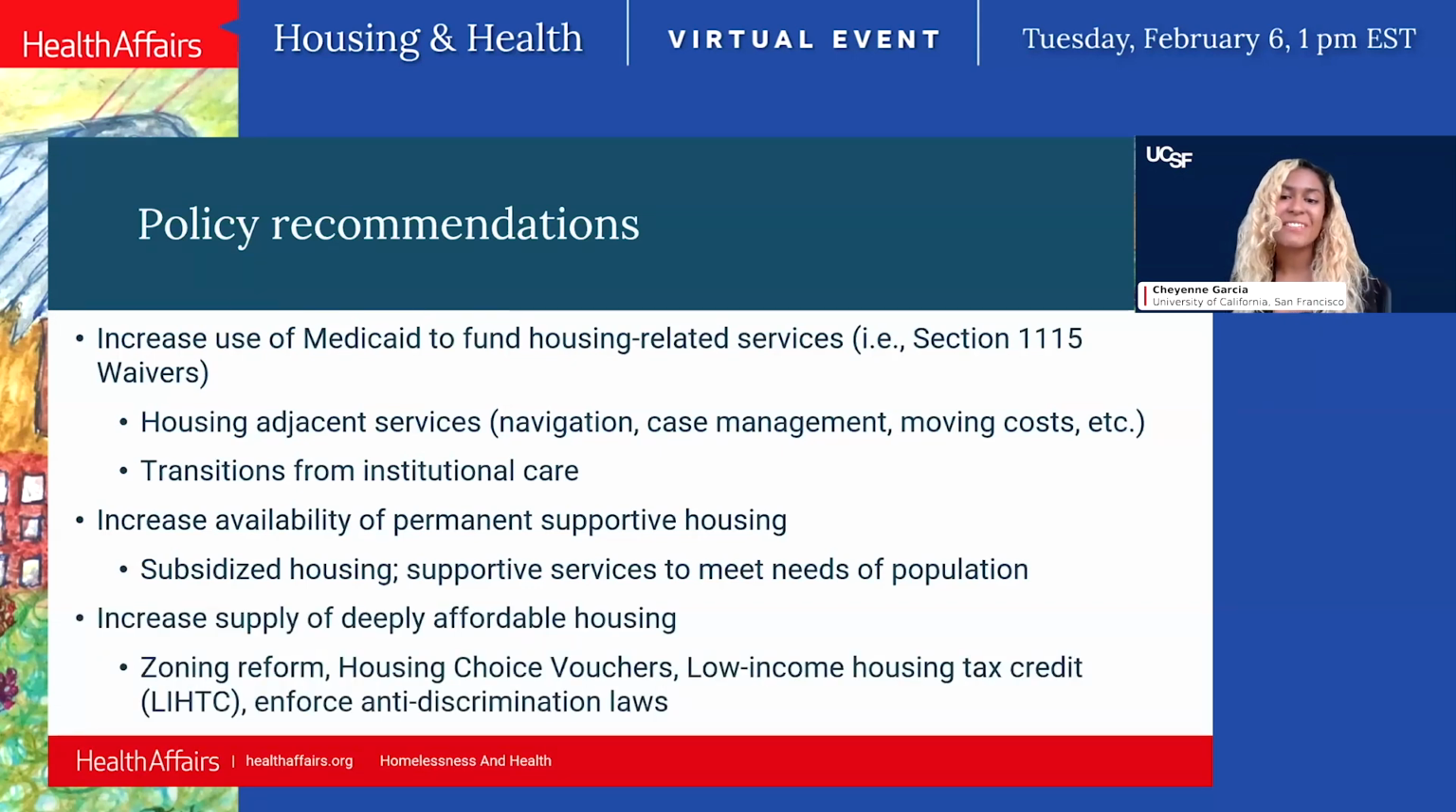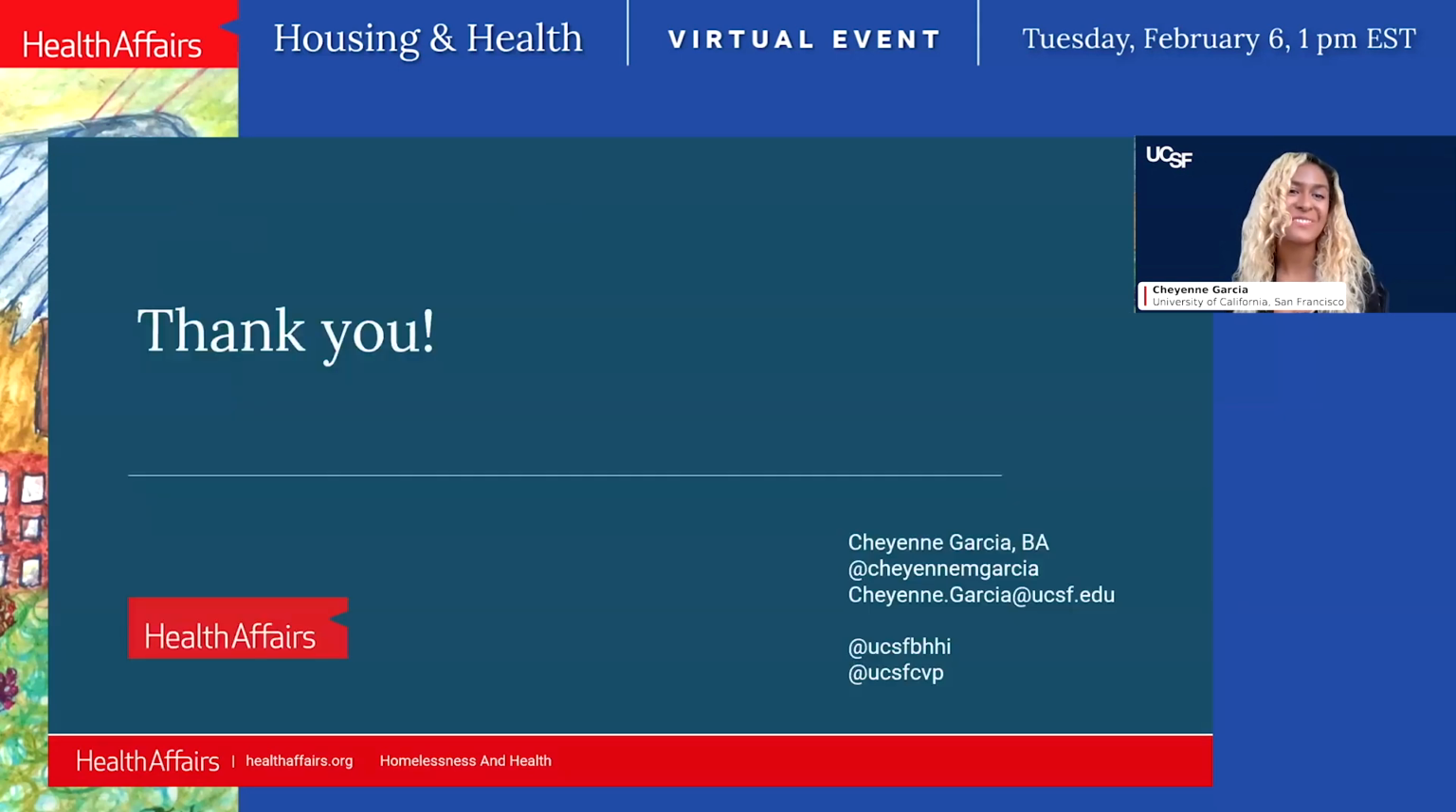And finally, we recommend that we increase the supply of deeply affordable housing, and this can be done through multiple mechanisms. It can be done through zoning reform, increasing the availability of housing choice vouchers, increasing the availability and flexibility of the low-income housing tax credit, and finally, enforcement of anti-discrimination laws, especially those around source of income discrimination for voucher holders. Next slide. Thank you. Appreciate it.